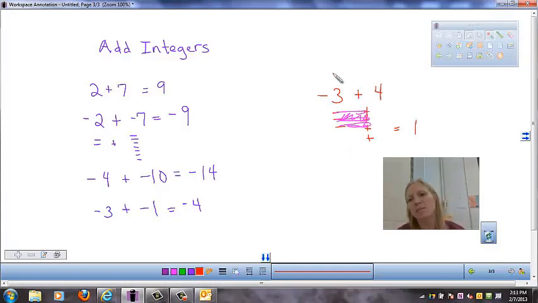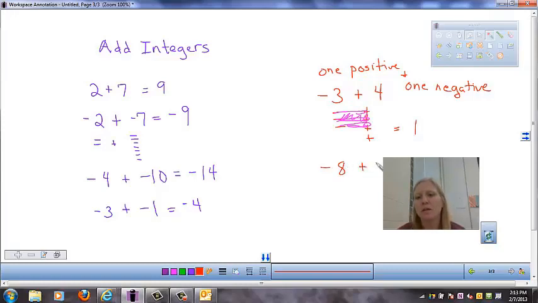It's just the same when you have 1 positive and 1 negative. Instead of adding, if you have 1 positive and 1 negative, you end up actually subtracting, because 4 minus 3 is 1. So I'm going to try negative 8 plus 10. So 1 negative, 1 positive.